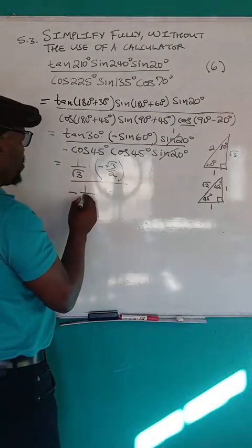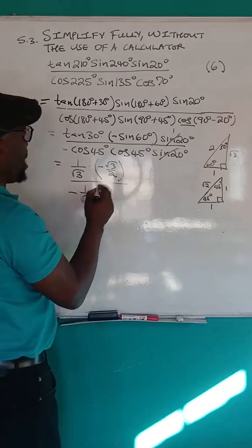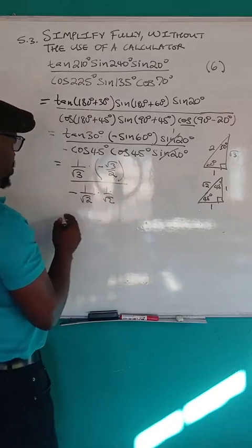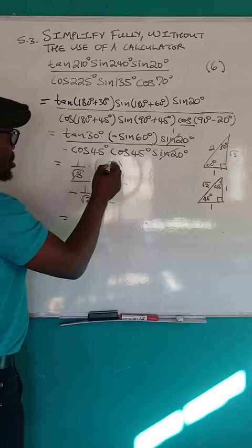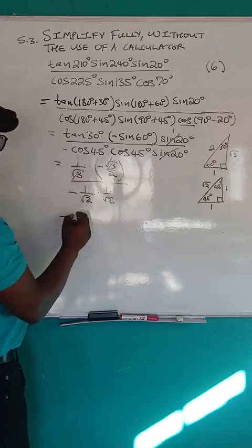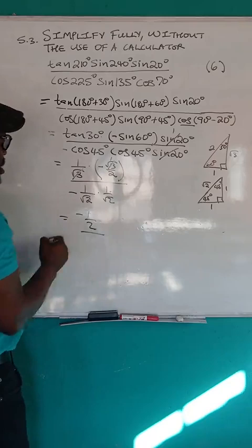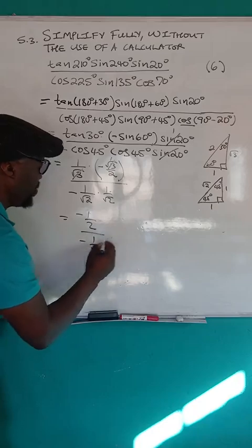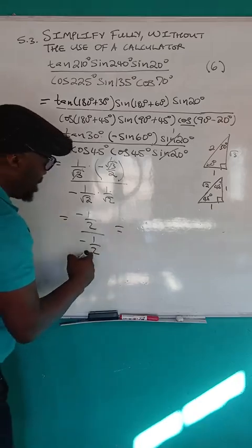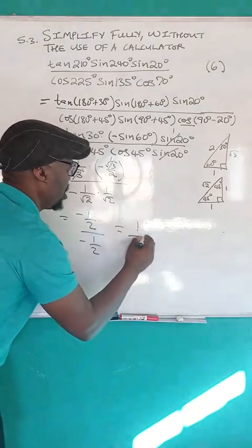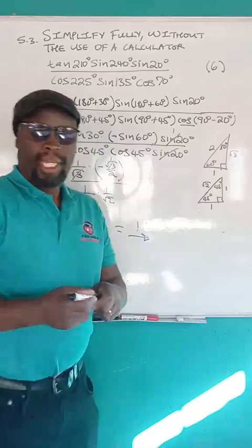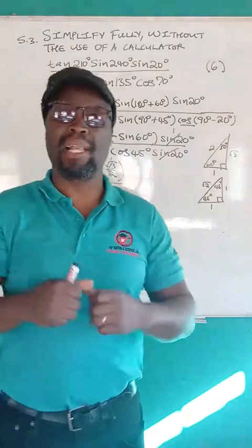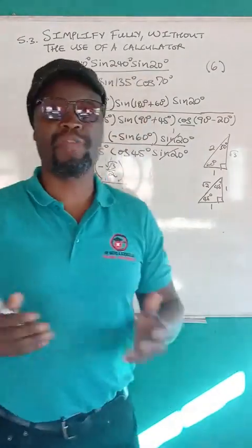You get the 1 over root 2 by 1 over root 2. This goes into that once, so we'll get negative half divided by this by that will also give us negative half. Negative half divided by negative half will give us 1. In short, this is how we make use of the reduction formulae to solve problems of this nature.